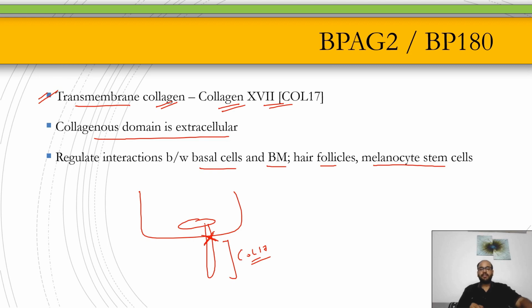Now you can see in this rough schematic diagram that bullous pemphigoid antigen 2 crosses the cell and goes downwards towards the basement membrane. So it's an important molecule to regulate this interaction. We are clear on that? Let's move forward.